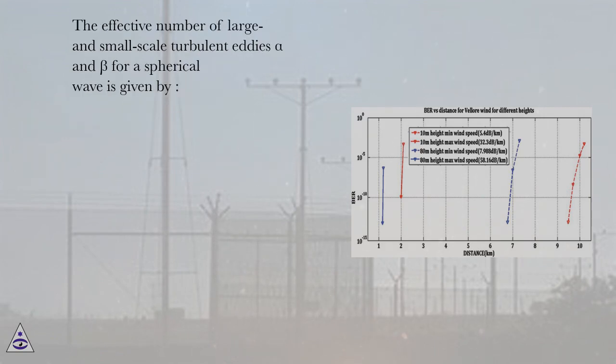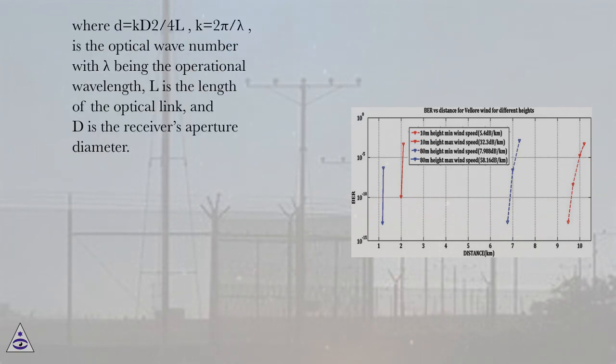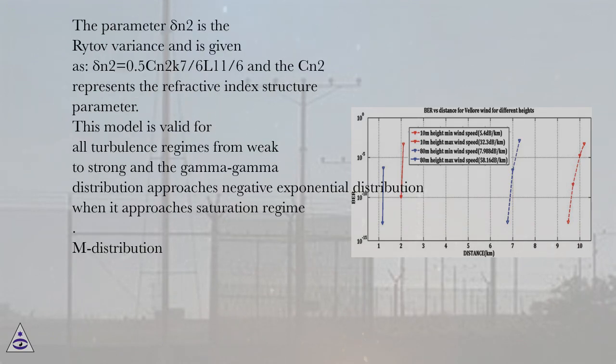The effective number of large and small-scale turbulent eddies alpha and beta for a spherical wave is given by, where d equals k D^2 / 4L, k equals 2 pi over lambda is the optical wave number with lambda being the operational wavelength, L is the length of the optical link, and D is the receiver's aperture diameter. The parameter sigma_R^2 is the log-irradiance variance and is given as sigma_R^2 equals 0.5 Cn^2 k^(7/6) L^(11/6), and Cn^2 represents the refractive index structure parameter.